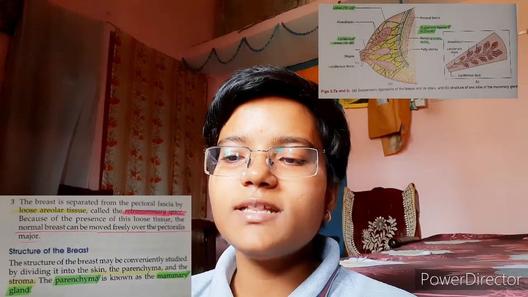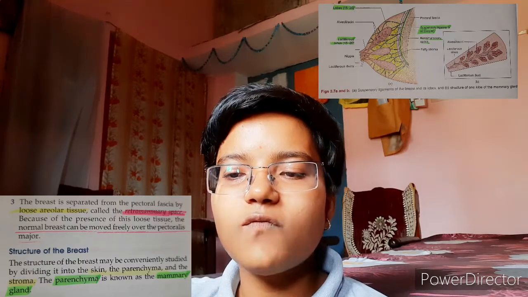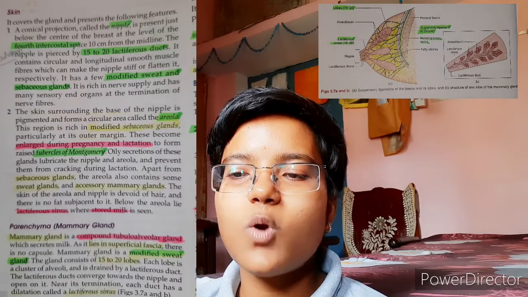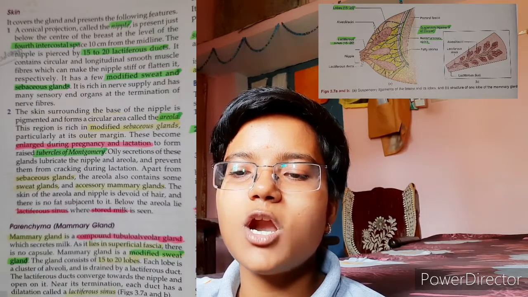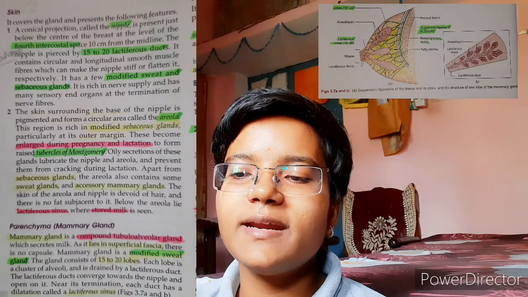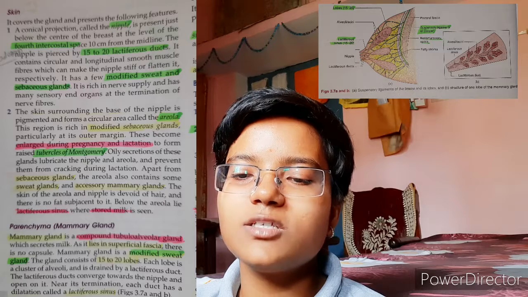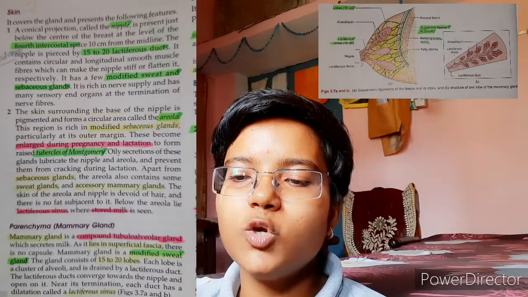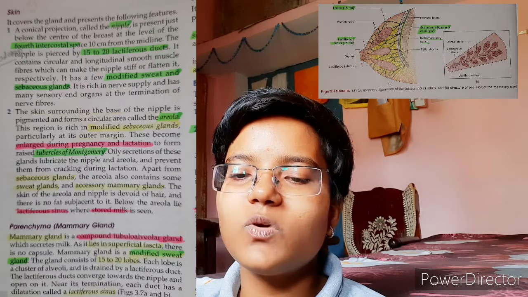The skin surrounding the base of the nipple is pigmented and forms a circular area called the areola. This region is rich in modified sebaceous glands, particularly at its outer margin. These become enlarged during pregnancy and lactation to form raised tubercles of Montgomery. Oily secretions of these glands lubricate the nipple and areola and prevent them from cracking during lactation.